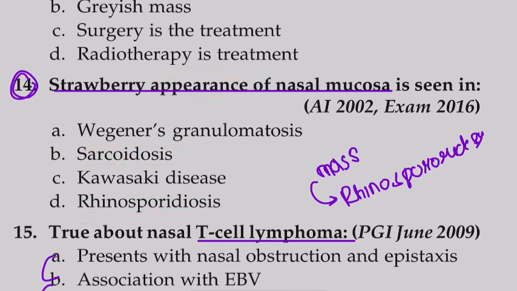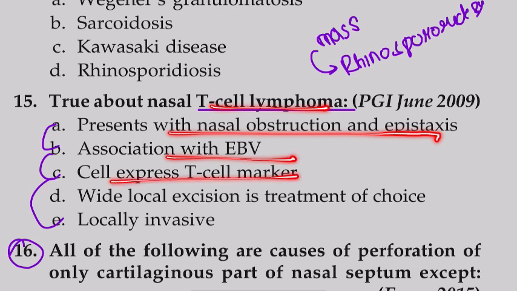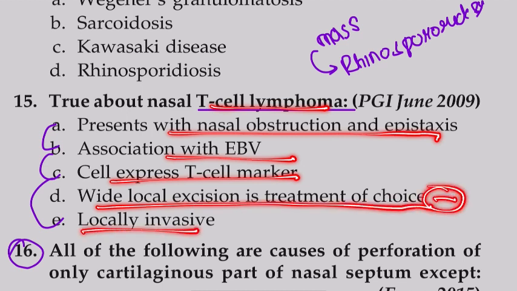Mass in rhinosporidiosis. True about T-cell lymphoma: it presents with nasal obstruction and epistaxis, that's right. Associated with Epstein-Barr virus, that's right. Cells express T cell marker, that's right. Wide local excision is the treatment of choice, that's not right. Locally invasive is right. That is our T cell lymphoma.